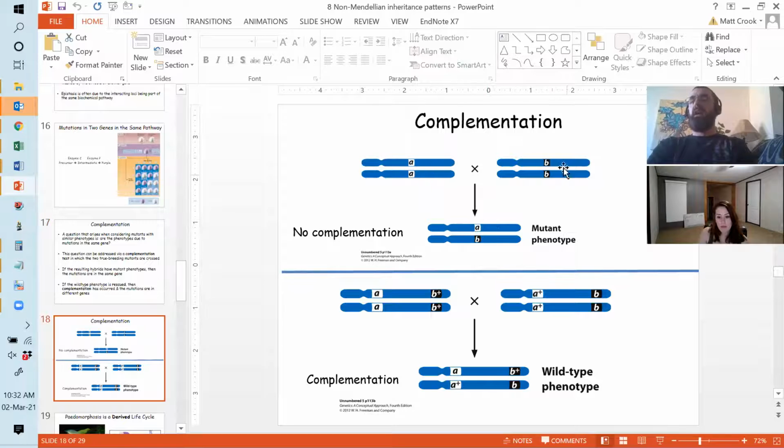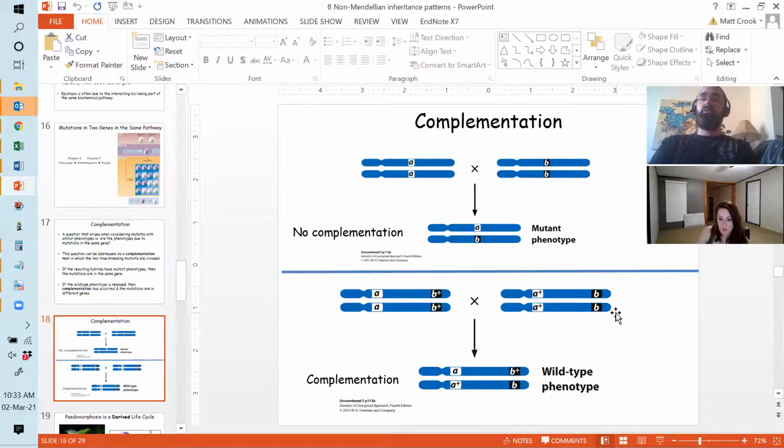If you have homozygous recessive of each of those different alleles, so A and B here, and you cross them together and you still see the mutant phenotype, it's because you've put one mutant allele with another mutant allele, and so you still don't have function. Actually, technically this is a heterozygote, but it doesn't have the dominant phenotype because it's a compound heterozygote. It's 2 recessive alleles together.